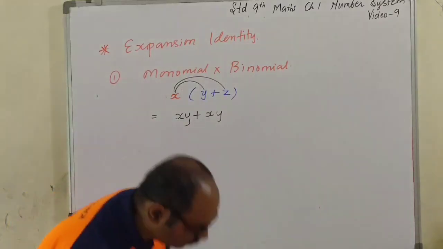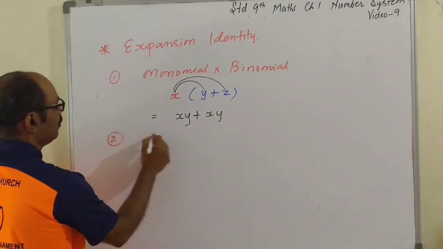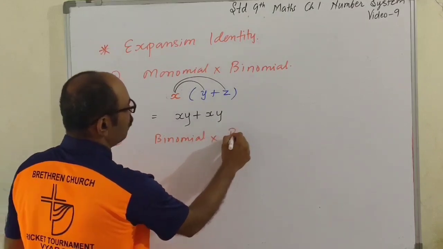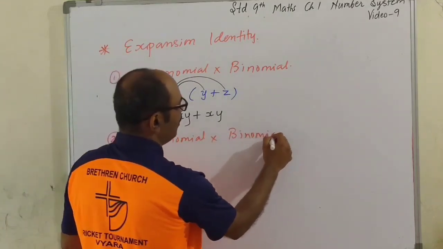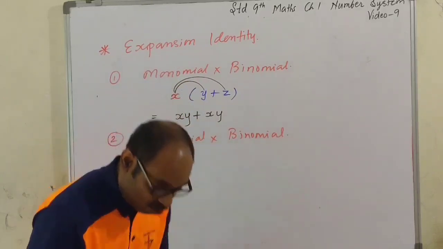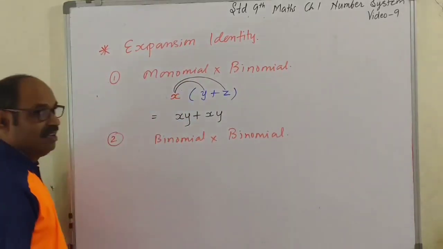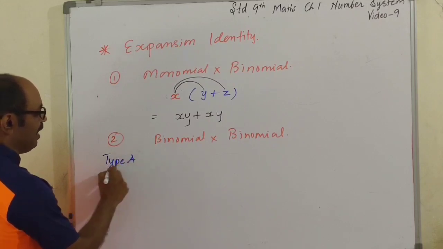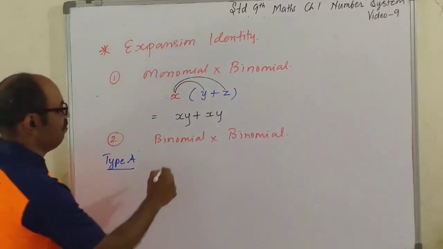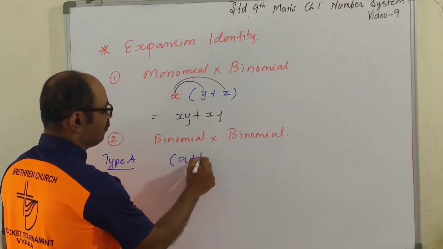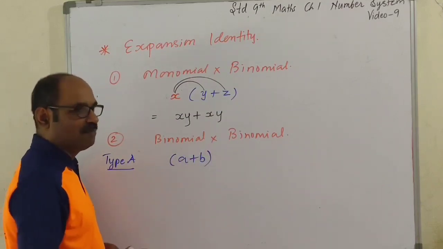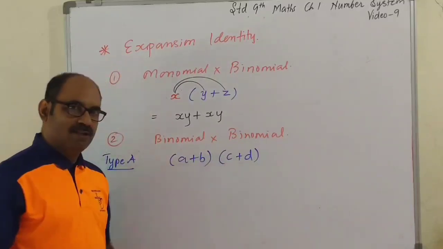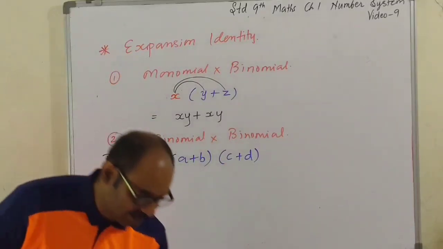Second expansion, that is binomial into binomial. Binomial into binomial. But children, in binomial into binomial, there are 4 types. Type A. In type A, it is A plus B. First binomial is A plus B. And second binomial is C plus D. Or minus B ho sakta hai. That you can check out later.